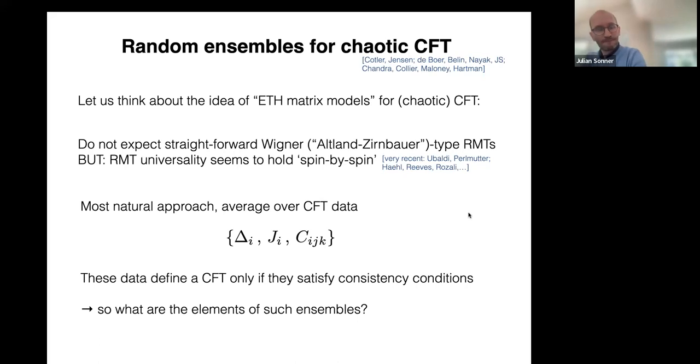But in fact, the evidence now is that the situation is as good as one could have hoped for, in the sense that once you take into account the constraints of conformal symmetry, the sort of invariant subunits that are left still behave like Altland-Zirnbauer type RMTs. So what we need to do is basically sew together sectors of random matrices in such a way that they respect the CFT constraints. Okay, so this is what we do.